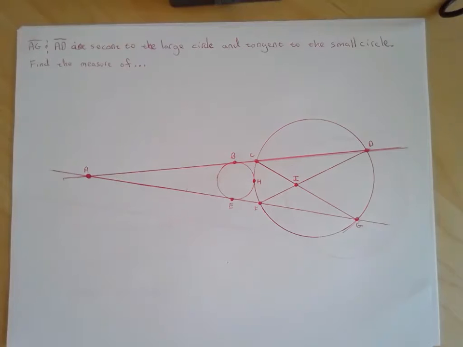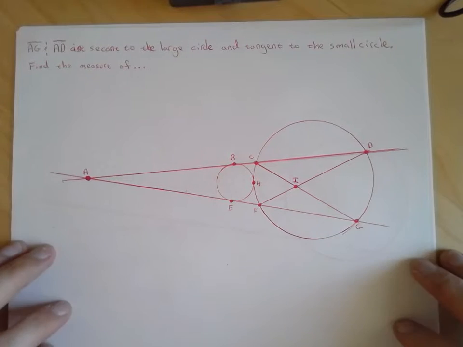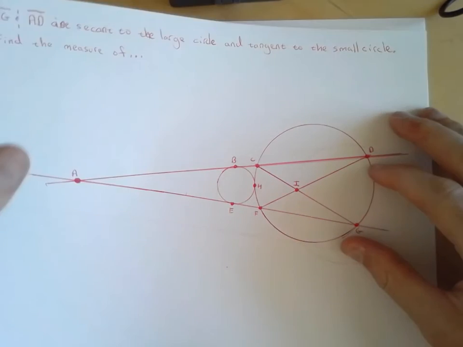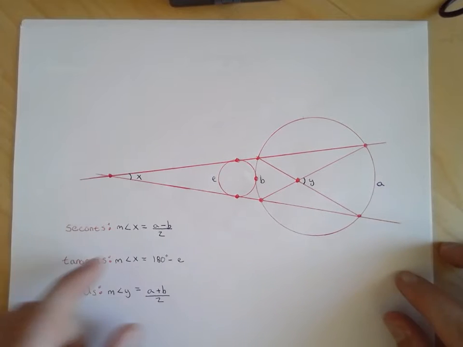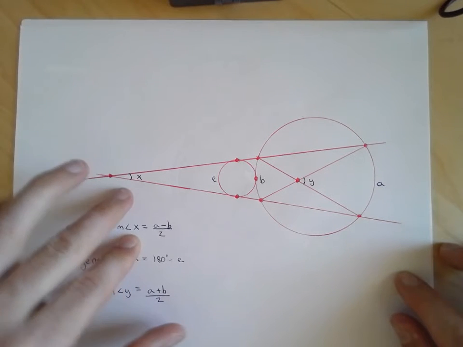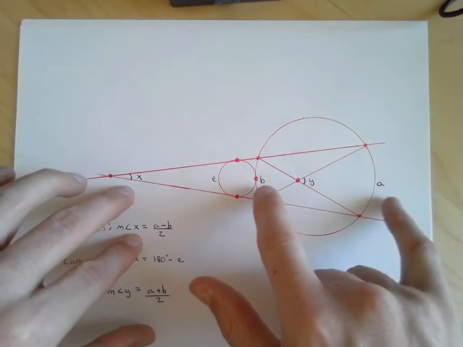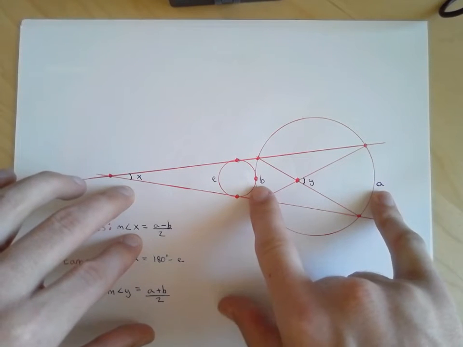Okay, geometry students, this is your quiz for tomorrow without numbers on it. These are the identities that you will need to know. For secants, the measure of angle x is half the difference of arcs A and B.